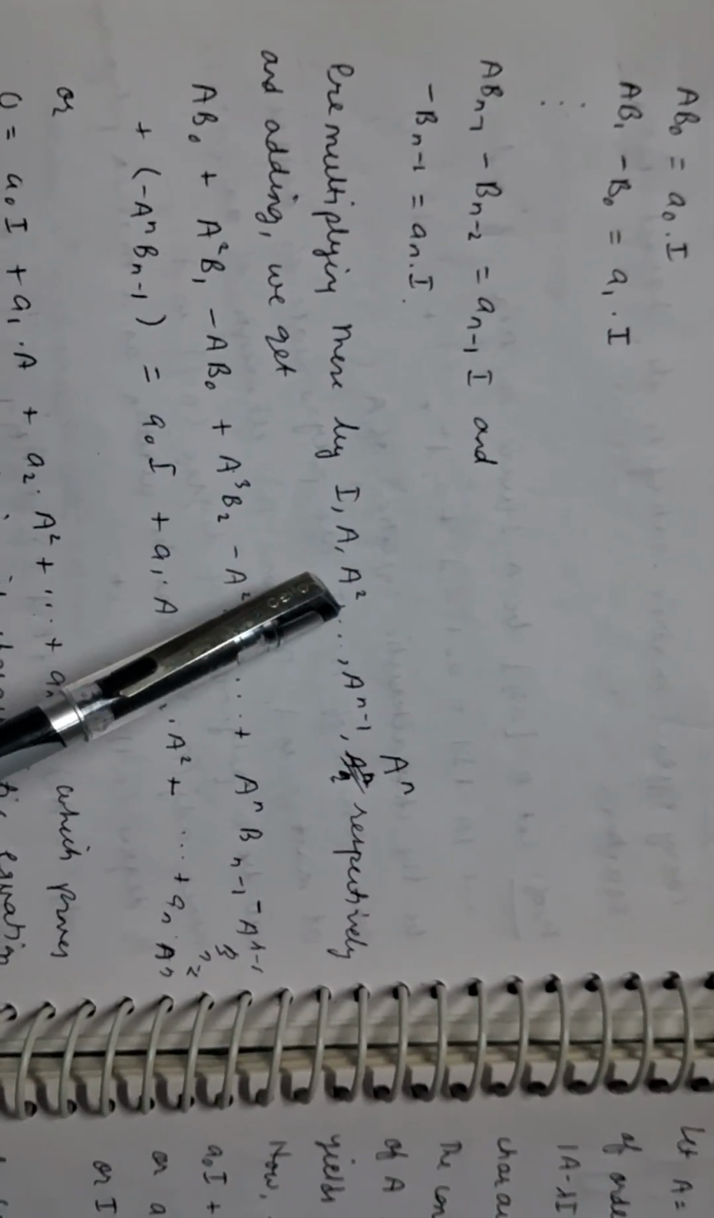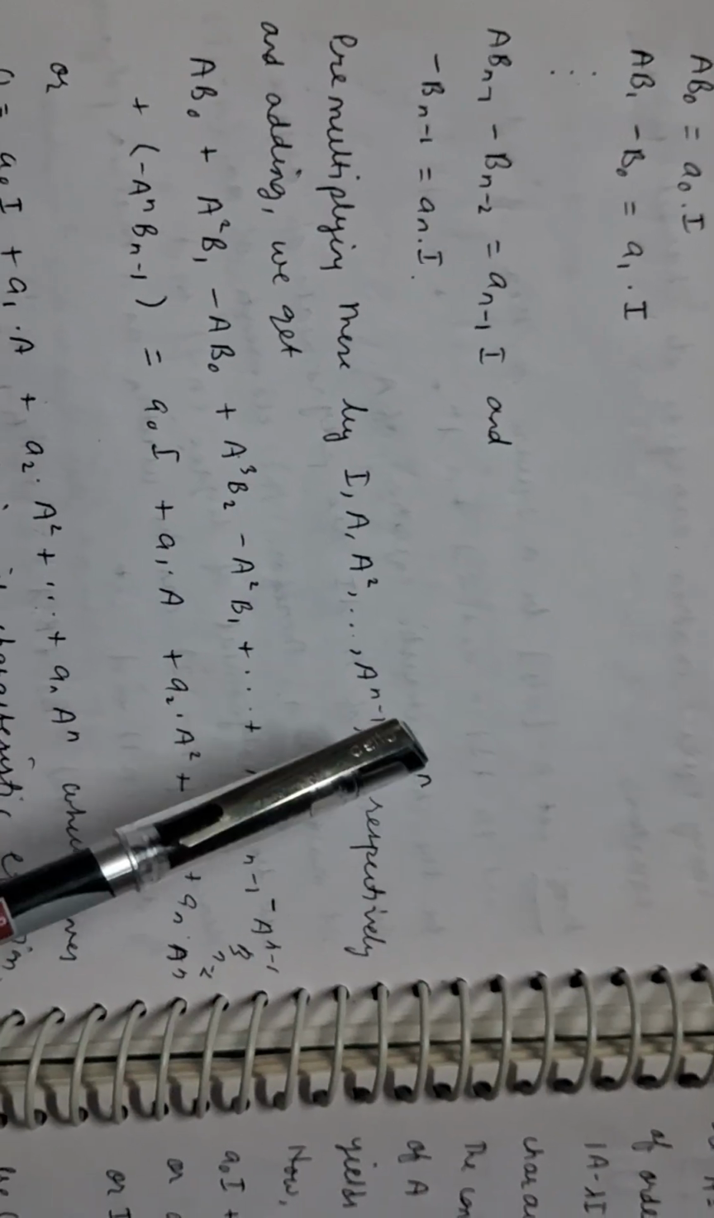When we equate these, what do we get? This is what is obtained. Then pre-multiplying these values by I, A, A squared, up to A to the power n respectively, we multiply each equation and then add them. Then what do we get? First we take A b0, then A squared b1, because it is being multiplied, and A b1 is being multiplied by minus A b0 over here, then the third term, and so on.